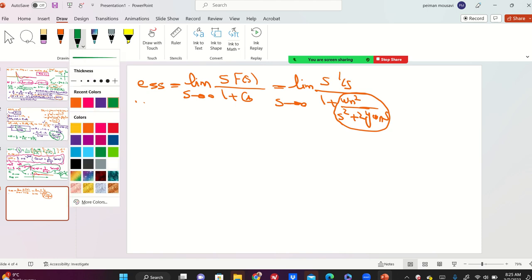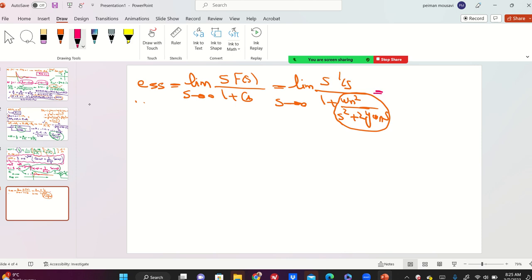So this is 1, a limit of 1 over 1 plus omega n square over 0, which is infinity. 1 over infinity is 0.